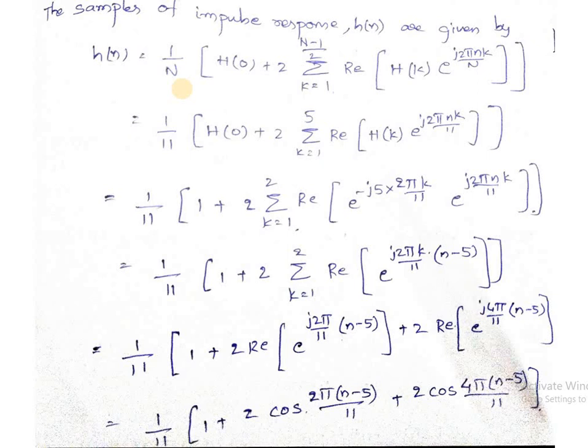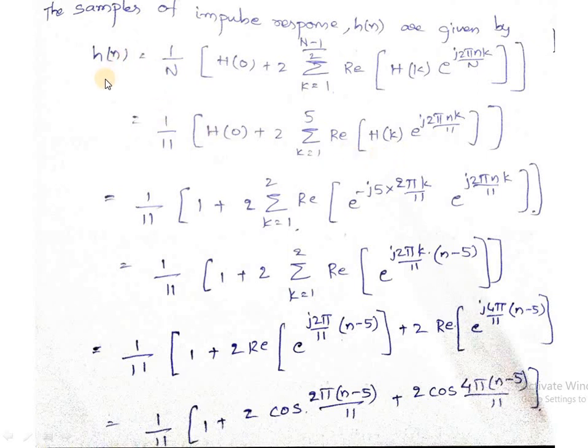Whenever this particular equation holds good for n odd, it similarly holds good for n even too. However, the value of capital H of n by 2 will be equal to 0 whenever n is even. I am talking about capital H of n by 2, and that will be equal to 0 whenever n is even.